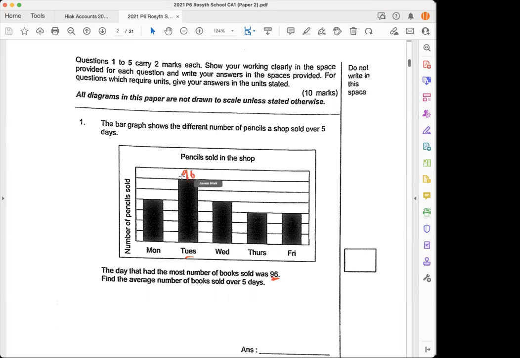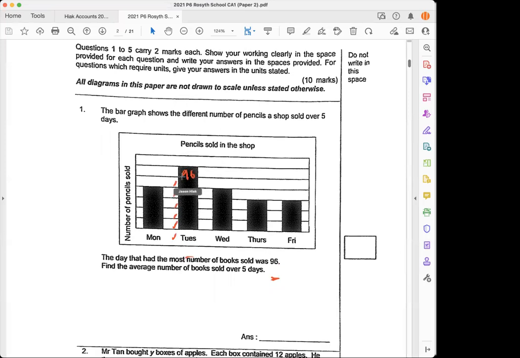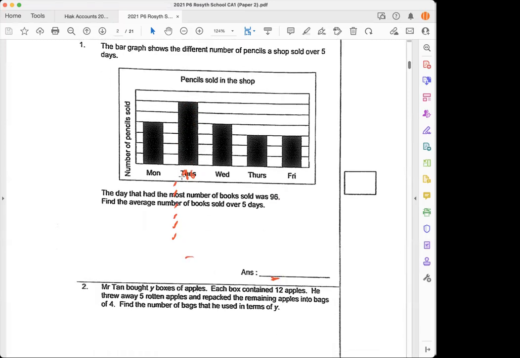Therefore, this has to be 96. Now, what you do is to count the number of intervals on Tuesday. 1, 2, 3, 4, 5, 6. So there are 6 intervals on Tuesday. So this 96 and there are 6 intervals. 96 divided by 6, you will get 16, which means each of these intervals is 16. 16, 16, 16, 16, 16, 16.